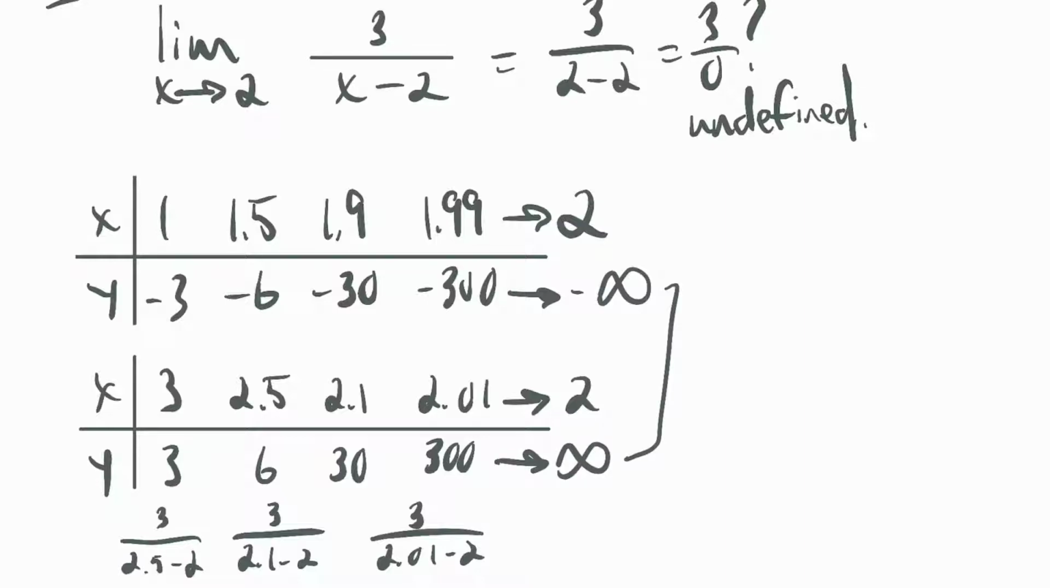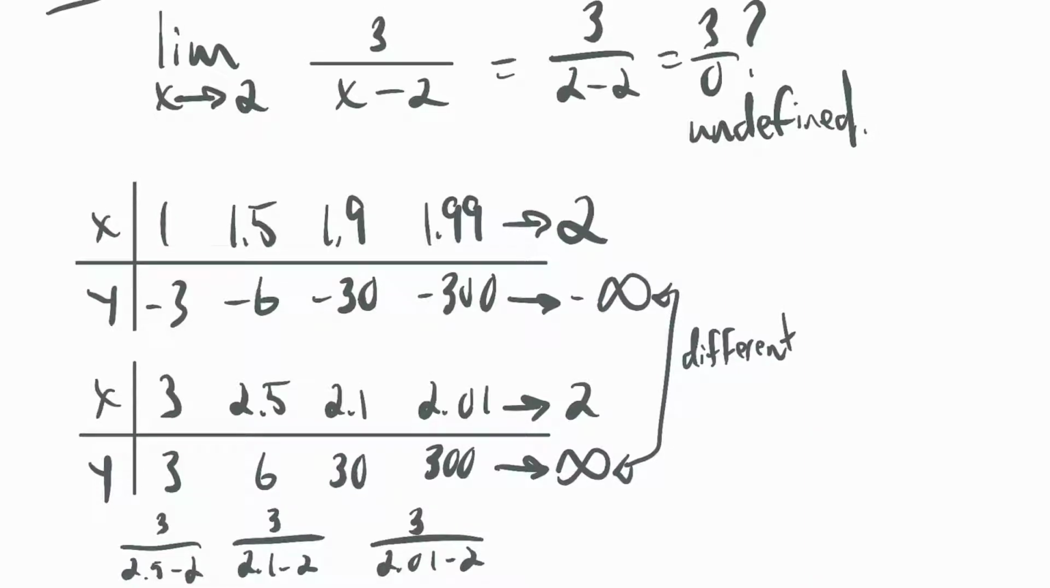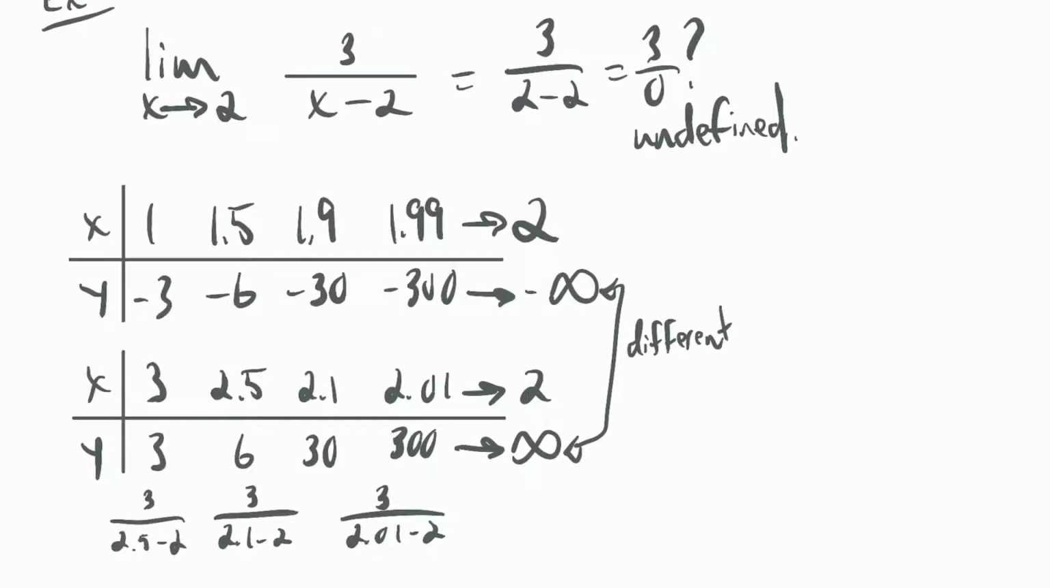So these two, these are different. I do not get the same result. So we'll say that this limit is undefined because we got different results.